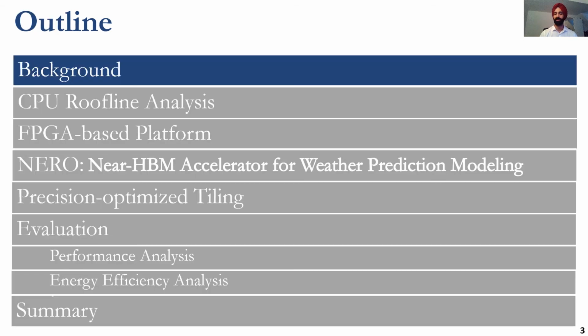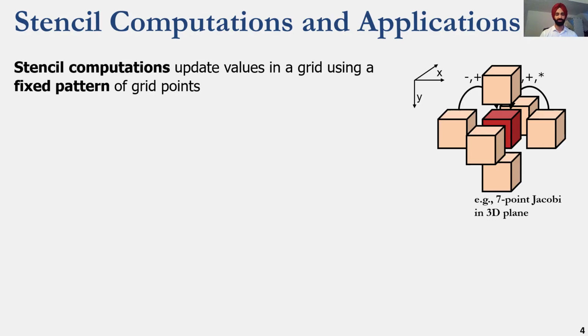Here is the outline for our talk today. First, we will discuss the background on stencils. Stencil computations update values in a multi-dimensional grid using a fixed pattern of grid points. To demonstrate, we show a basic 7-point 3D Jacobi stencil, which is frequently used as a benchmark for stencil study. This kernel accesses 7 elements to perform 6 additions and 2 multiplications at the same time.